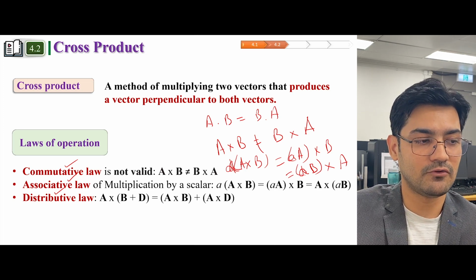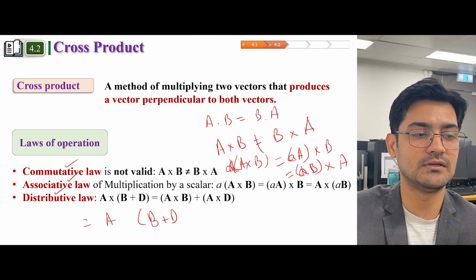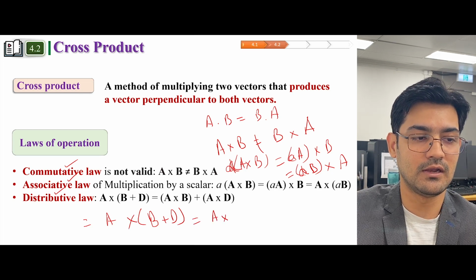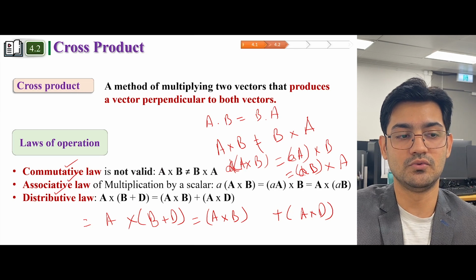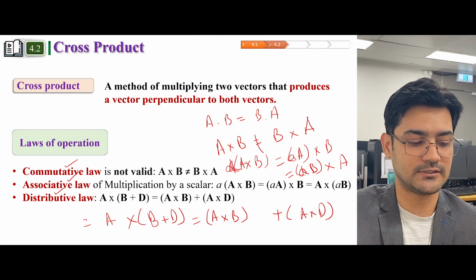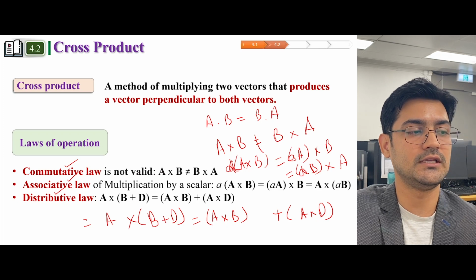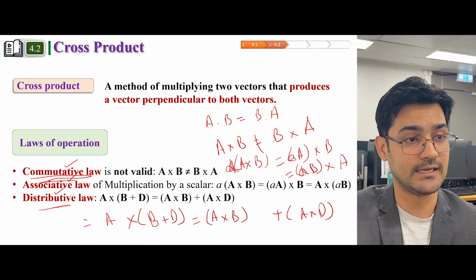The distributive law says that if you have two vectors which you're going to add together and then take the cross product, you can also do two cross products like this, and then add these two vectors and you will get the same results. So in cross product, the commutative law is not applicable, but associative law and distributive law are still applicable.